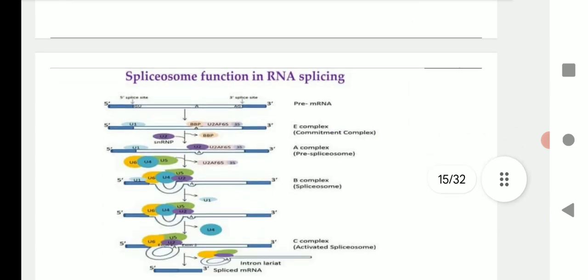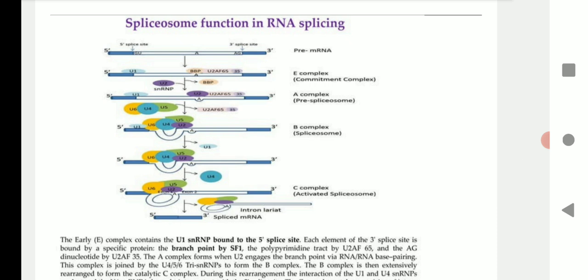Here is the diagram that shows the splicing mechanism mediated by the spliceosome. So in the pre-mRNA or hnRNA, we can see the intron is having a splice site. The splice site of the intron has GU at the 5' end and AG at the 3' end. Whichever AG, the first occurrence of AG is considered as the 3' splice site.